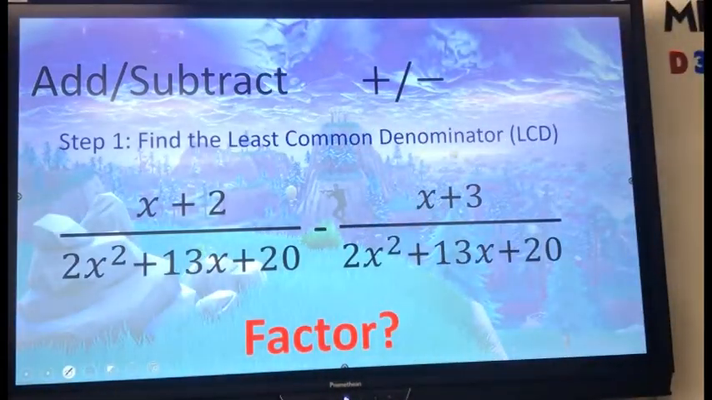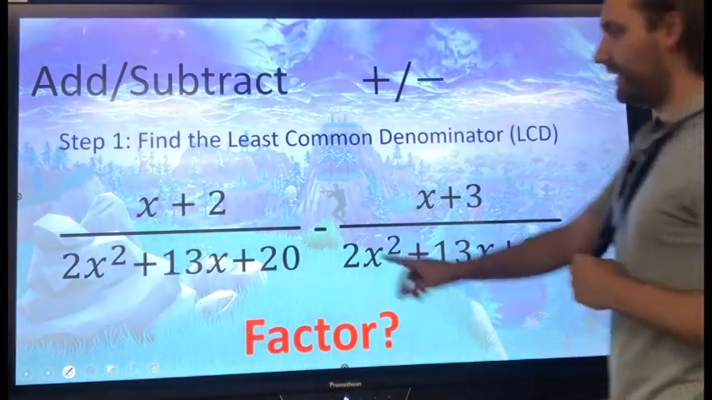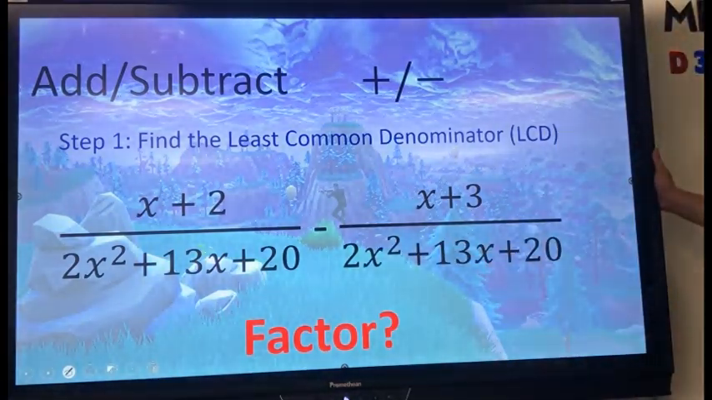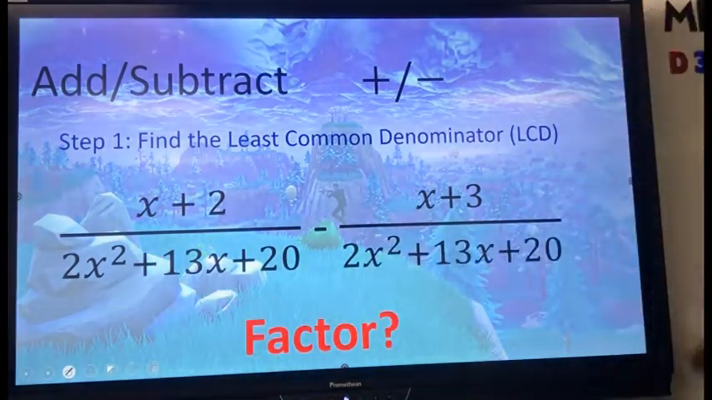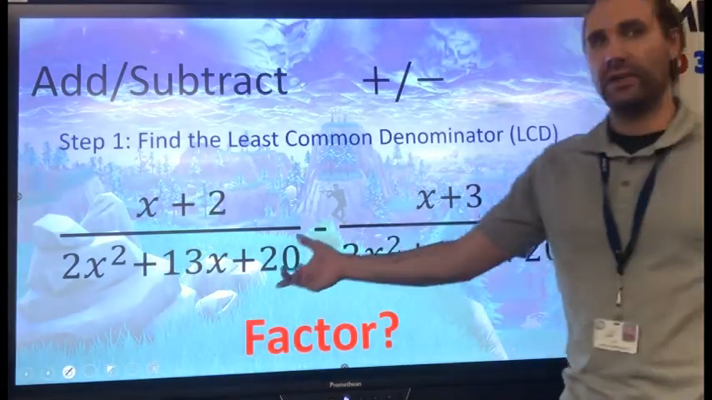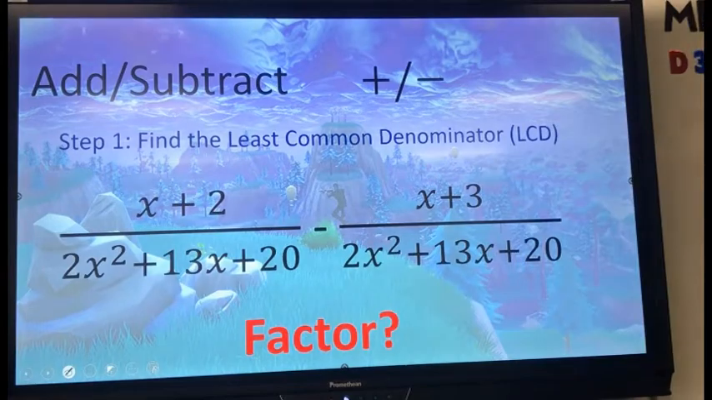Here's what college algebra is going to kind of look like in this class. I want to add these two fractions together. x plus 2 over 2x squared plus 13x plus 20. I'm subtracting that from x plus 3 over 2x squared plus 13x plus 20. And why do we deal with factoring the first 2 weeks of school? Well, here's where it comes up. This is one of those rare moments where it actually comes back in college algebra.